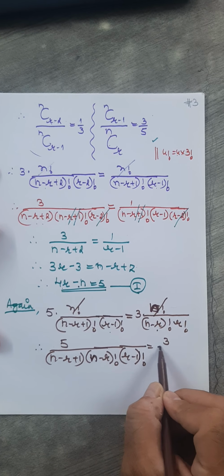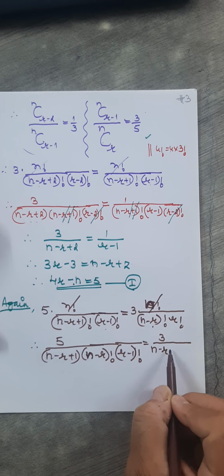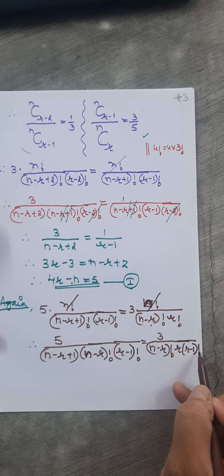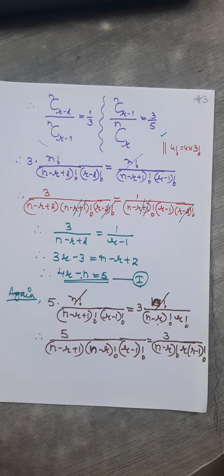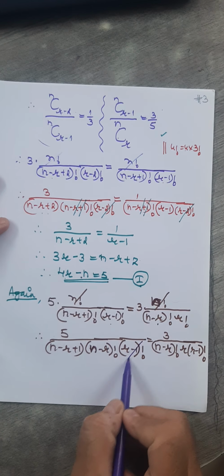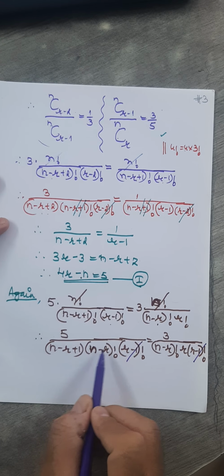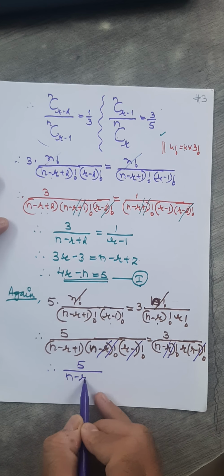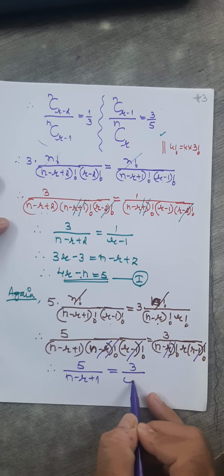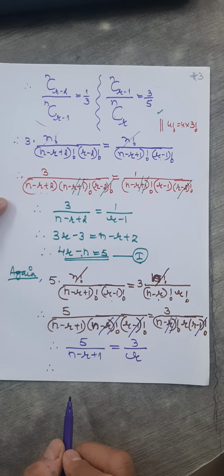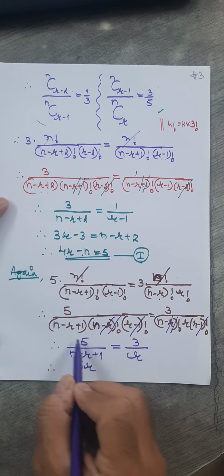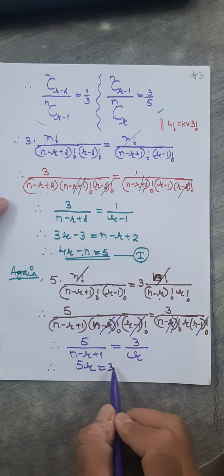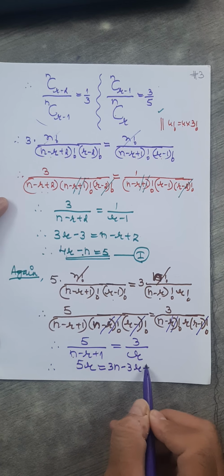Here 3 into, here 3 upon this one as it is. What about r factorial? 1 less, r into r minus 1 factorial. Okay, so this will get cancelled with this. This will get cancelled with this one. So what are we getting? 5 upon n minus r plus 1 equals 3 upon r. Just simplify. So we'll get here 5r equals n into this, so 3n minus 3r plus 3.